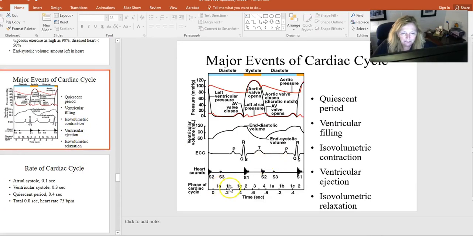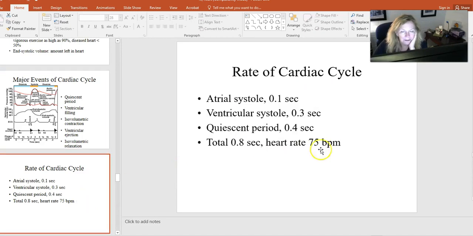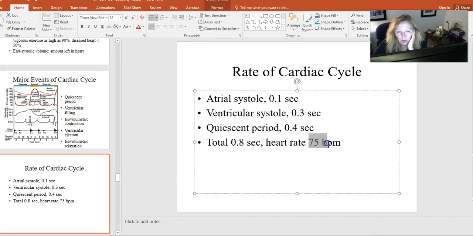So there are all kinds of measurements you can see here, looking at the ECG, looking at the heart sounds, looking at what is happening with the valves. This is kind of nice because it puts those major events together for you in a little graph. Typically, for adults, it's 70 to 80 beats per minute at rest, but normal could be 60 to 100.